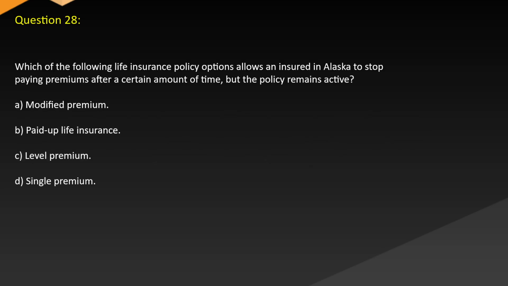Question 28. Which of the following life insurance policy options allows an insured in Alaska to stop paying premiums after a certain amount of time, but the policy remains active? A. Modified premium. B. Paid up life insurance. C. Level premium. D. Single premium.